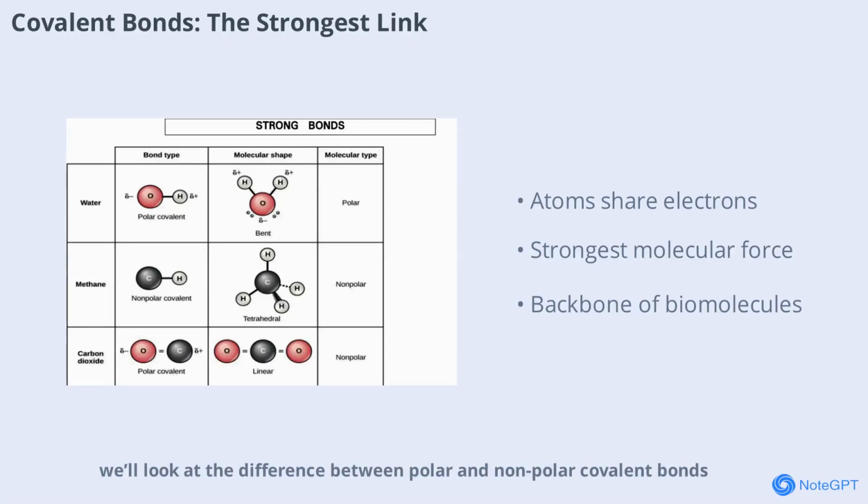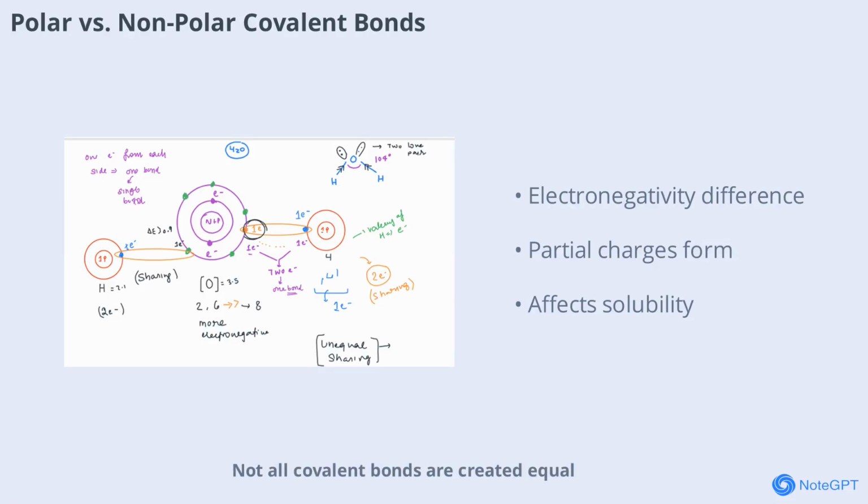Next, we'll look at the difference between polar and nonpolar covalent bonds. Not all covalent bonds are created equal. When two atoms with different electronegativity share electrons, the bond is polar covalent. This means electrons are shared unequally, creating partial positive and negative charges within the molecule. Water is a classic example of a polar covalent molecule. In contrast, nonpolar covalent bonds occur when atoms share electrons equally, as seen in molecules like methane. The polarity of these bonds has a profound effect on molecular behavior, influencing solubility, reactivity, and interaction with other molecules.